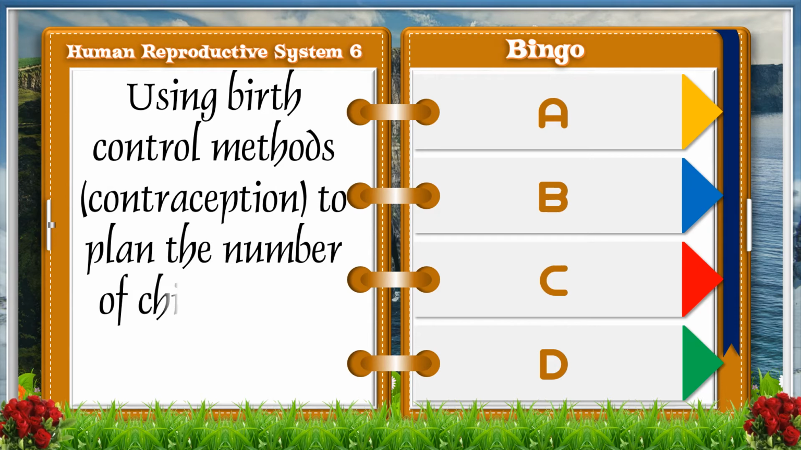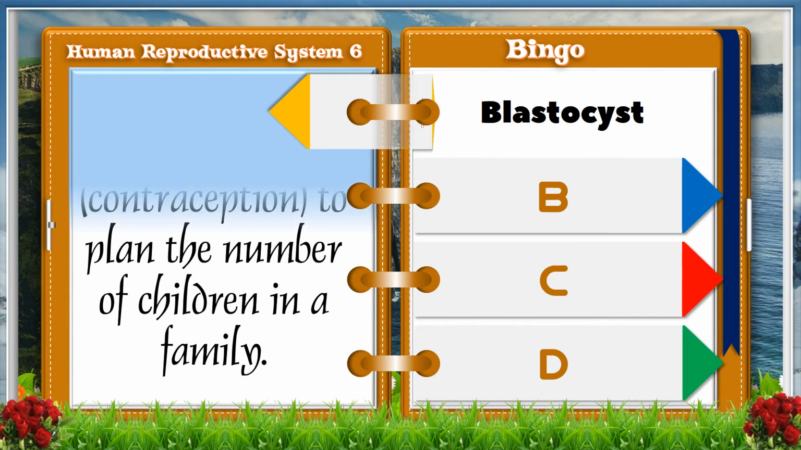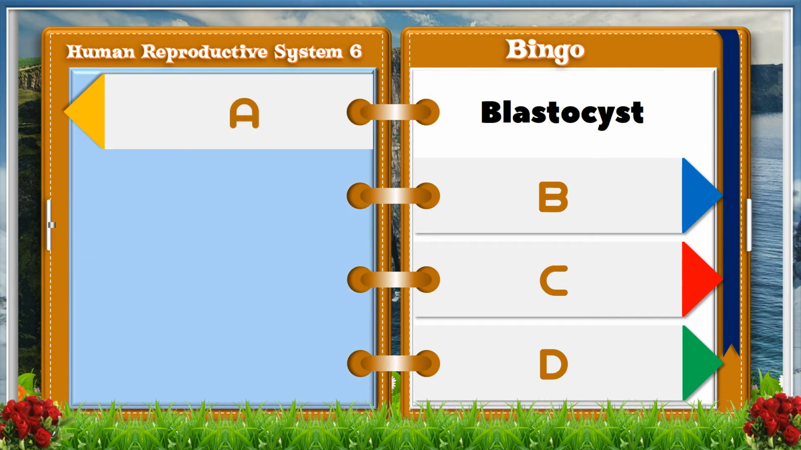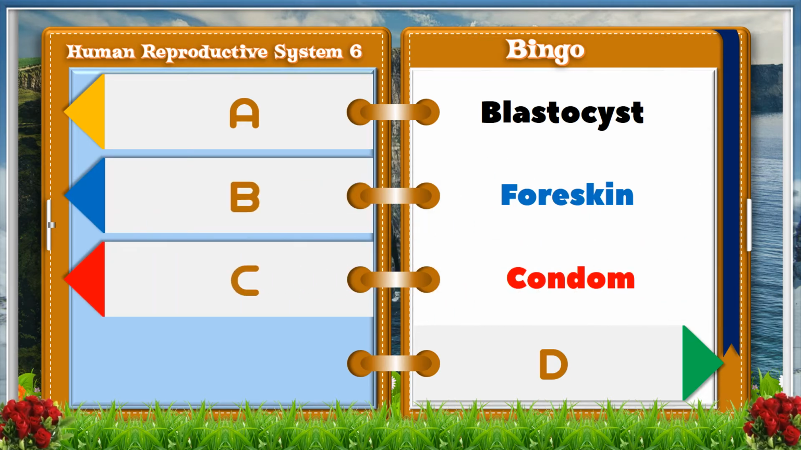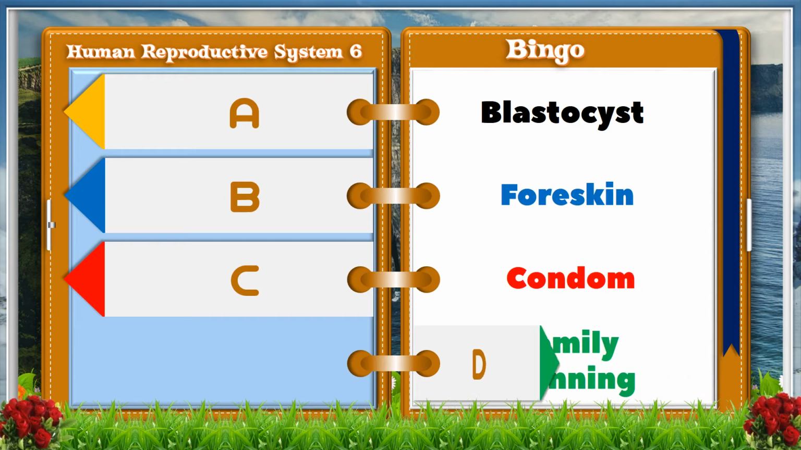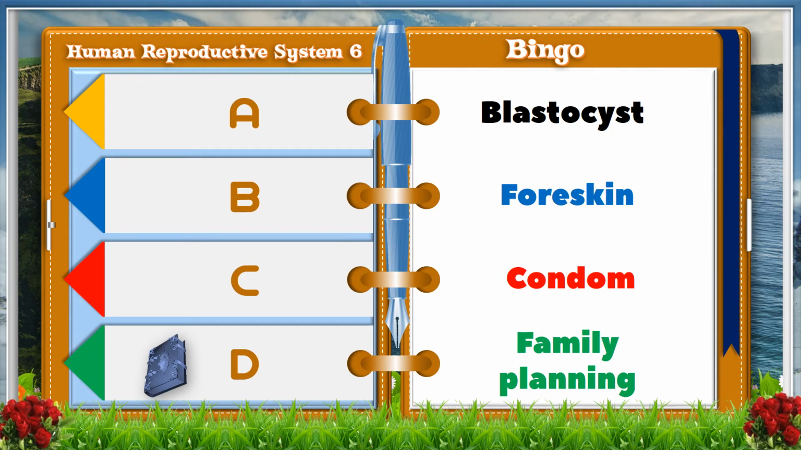Using birth control methods, that is contraception, to plan the number of children in a family. A, blastocyst. B, foreskin. C, condom. D, family planning. And the answer is D, family planning.